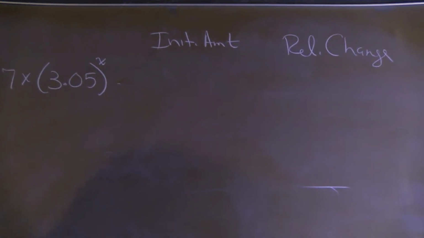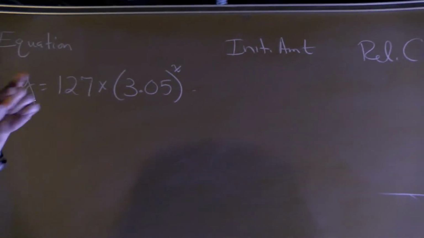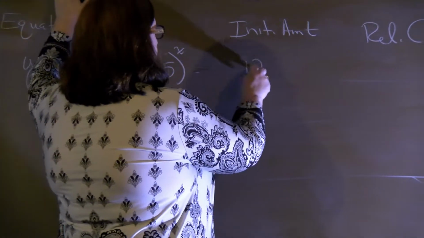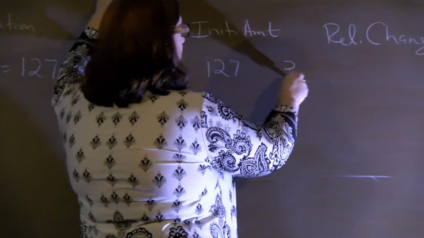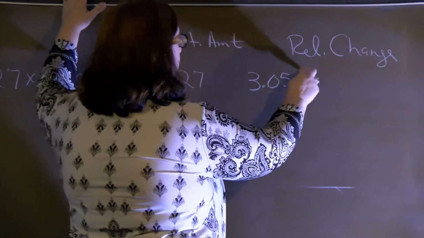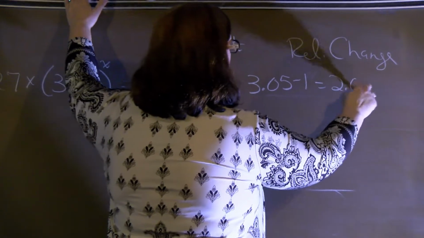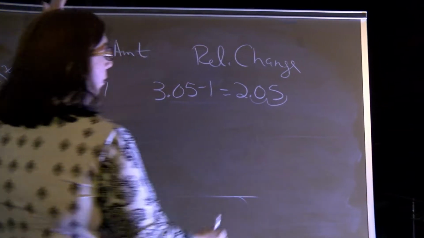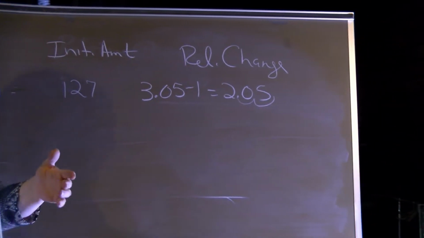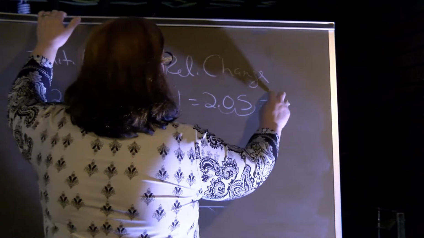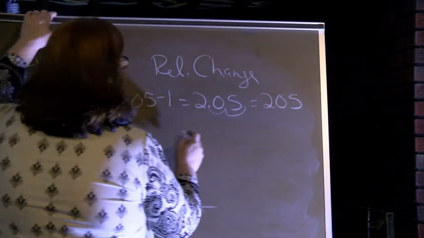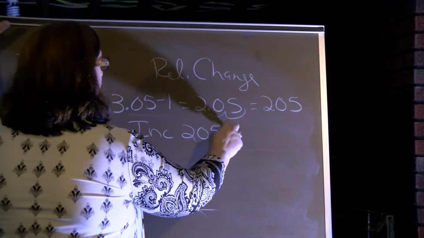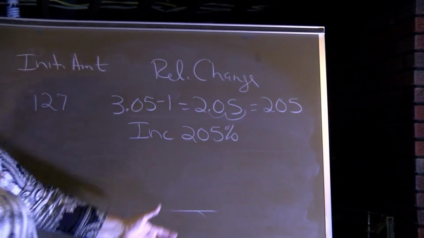This one ends up really large because it's growing really fast. We know our initial amount's 127, but when we take 3 5/100ths and subtract 1, and then remember we still need to move the decimal over 2 or multiply by 100. So it's an increase of 205%. And that can show up sometimes.